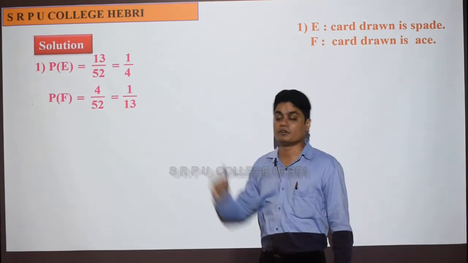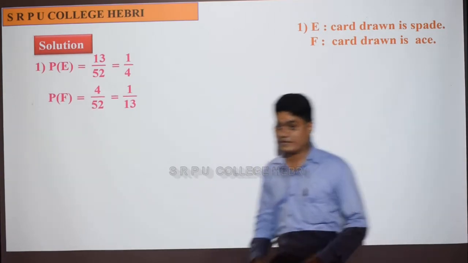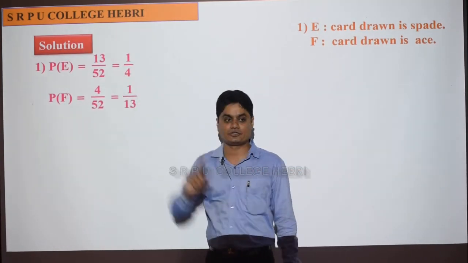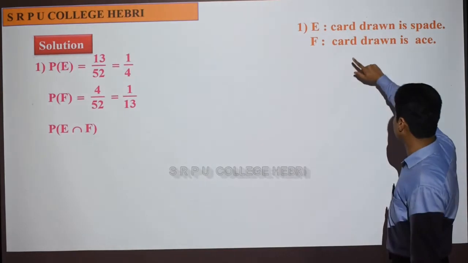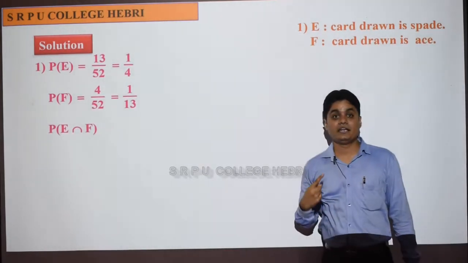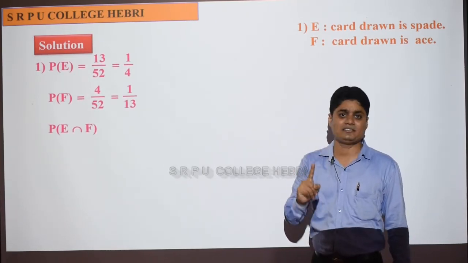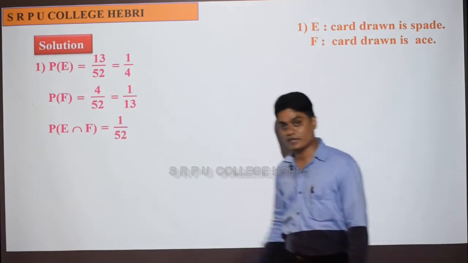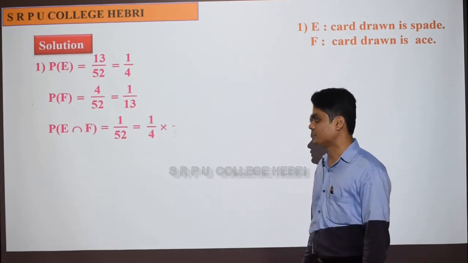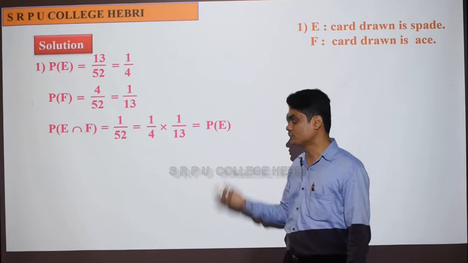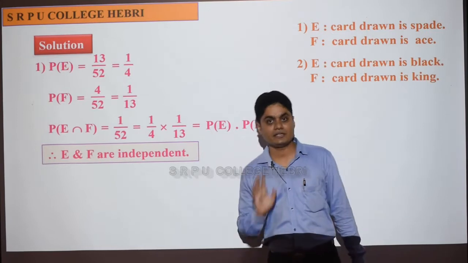Okay, you already got P of E and P of F. Now find out probability of E intersection F. Check whether the probability of E intersection F is equal to product of these 2 numbers. Okay, so next we have to find out probability of E intersection F. And you know, the selected card is spade as well as ace. In spade, how many cards are ace? The single card in the spade is ace, so it is 1 by 52. Now check whether this number is equal to 1 by 4 into 1 by 13. Yeah, so it is equal to 1 by 52, so the given 2 events are independent events. Therefore, the 2 given events are independent events.